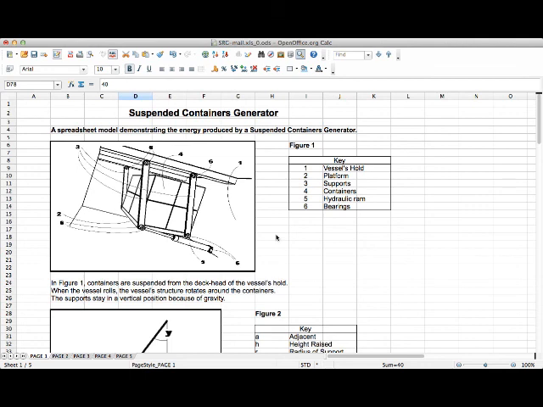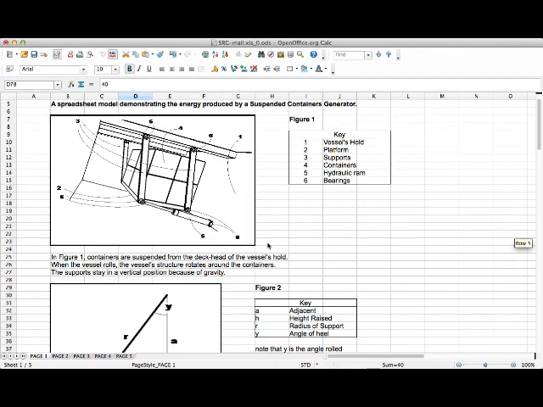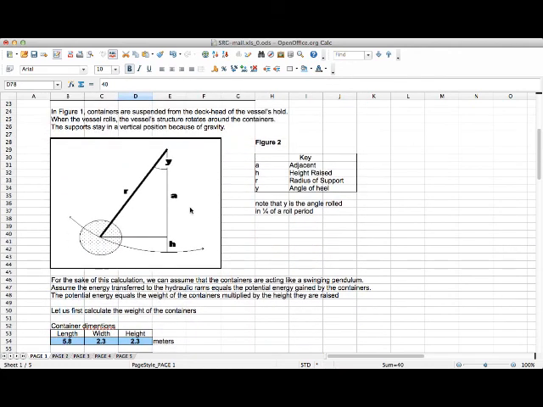So now it's time to calculate how much power this generator will produce. I've actually called it a suspended containers generator because it's suspending containers up in the air. Okay, let's see how we go about calculating the amount of energy. The most important thing is the potential energy, and we measure the potential energy by working out how high we've lifted the containers. You've got to remember, actually the containers are staying stationary and the ship is sort of revolving around the containers. But if you were on the ship, it would look like the containers are moving from side to side.